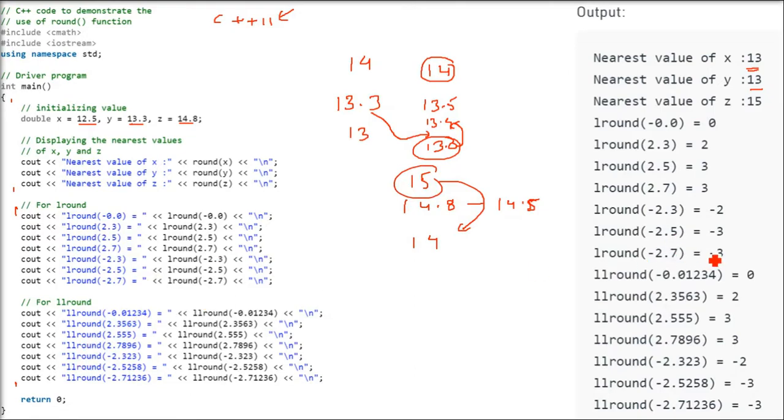lround and llround are almost similar to the round function. Only, whatever input you give, whatever the parameter, the return type will always be long int for lround and long long int for llround. Other things remain the same, because sometimes we need to deal with bigger decimal numbers and we need to have that result also.